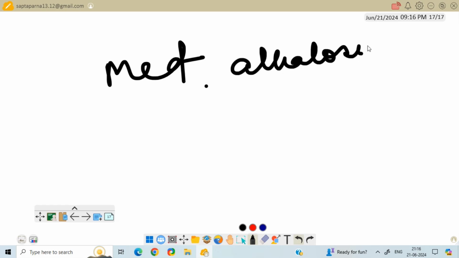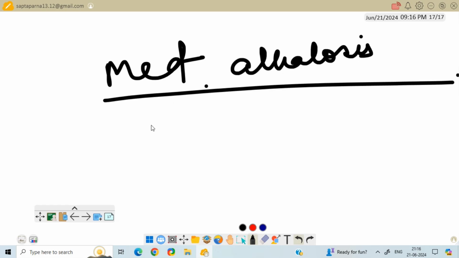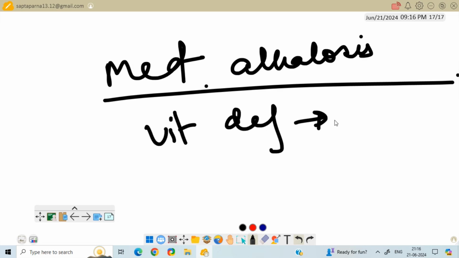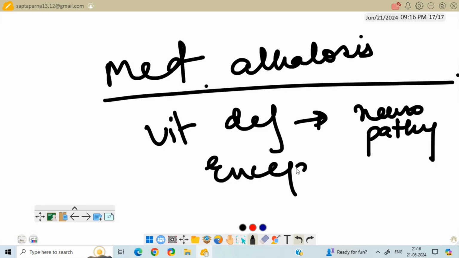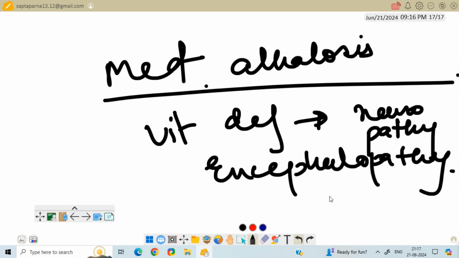It leads to metabolic alkalosis. Next, what else? It can also lead to various vitamin deficiencies, leading to what? Leading to neuropathies, leading to encephalopathy. It can even lead to death in very rare conditions.